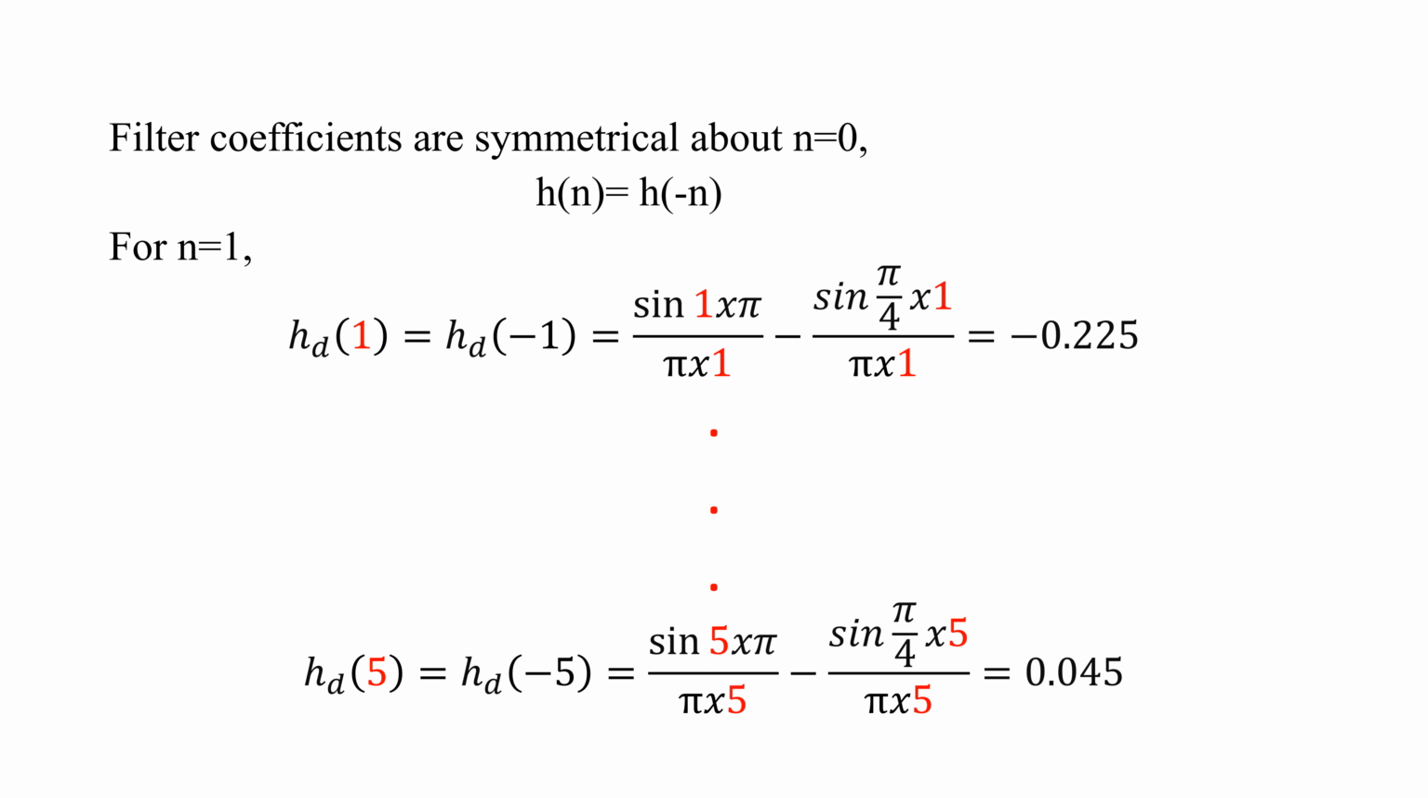Right. Similarly, we have to find for n is equal to 1 to 5. But for n is equal to 1, directly you can substitute 1 in the place of n so that you can get Hd of 1. Hd of 1 and Hd of minus 1 both are the same because the filter is a symmetric filter. Similarly, we have to find Hd of 2, Hd of 3 and so on up to Hd of 5.